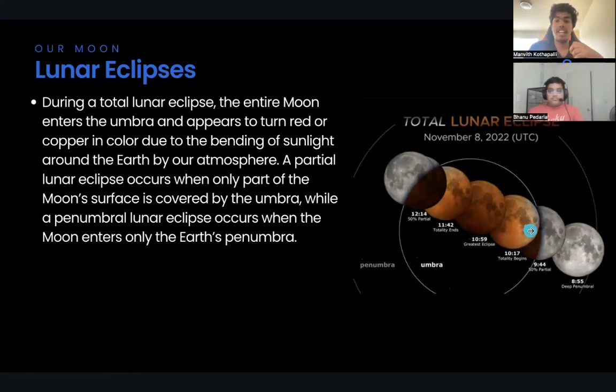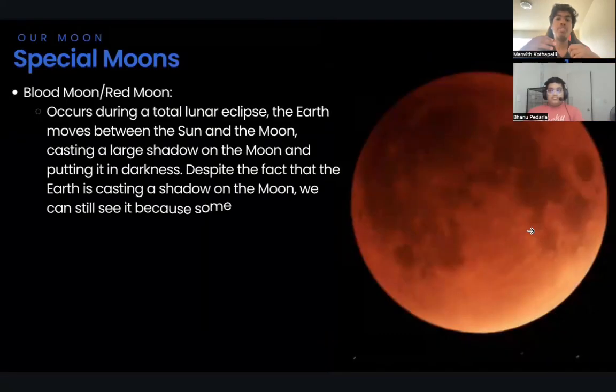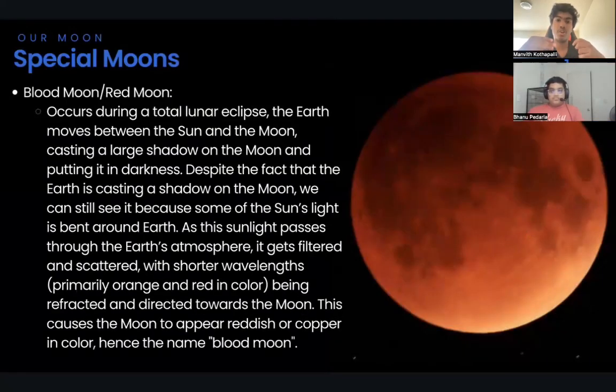Now let's talk about the blood moon. A blood moon is a phenomenon that occurs during a total lunar eclipse. During a total lunar eclipse, the Earth moves between the sun and the moon, casting a large shadow on the moon and putting it in darkness. Despite the fact that the Earth is casting a shadow on the moon, we can still see it because some of the sun's light is bent around the Earth by our atmosphere and is directed towards the moon's surface.